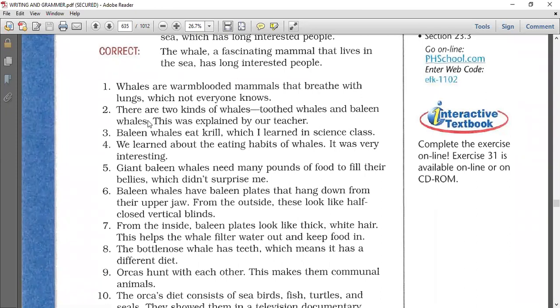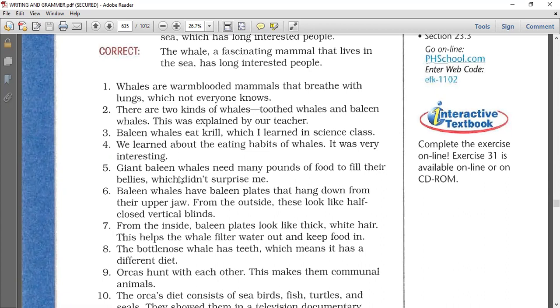Number two, who can do number two? There are two kinds of whales, toothed whales and baleen whales. This was explained by our teacher. Haya wants to answer. Where is the vague pronoun here? This, good. How can you correct it? Our teacher explained that there are two kinds of whales, toothed whales and baleen whales. Perfect. Thank you, Haya.